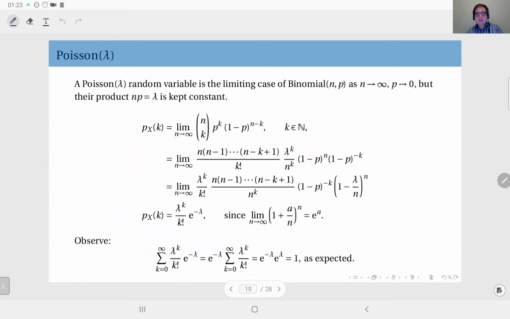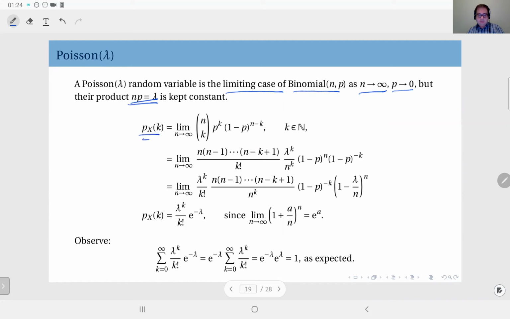So here we have that a Poisson lambda random variable is the limiting case of a binomial n,p random variable as n goes to infinity. Obviously, when n goes to infinity, p goes to 0. Remember, p is the probability of having one event in a slot. When n goes to infinity, you have infinitesimally small slots, so the probability of an event in each one goes to 0. But the product, n times p, is constant at lambda.